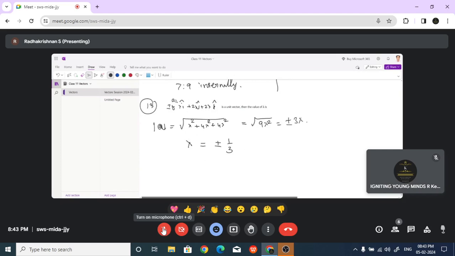So plus or minus 3 lambda, if this is equal to 1, so lambda equal to plus or minus 1 by 3. Okay, so 14.